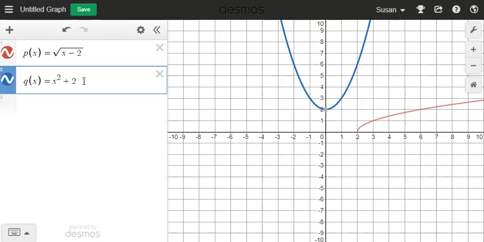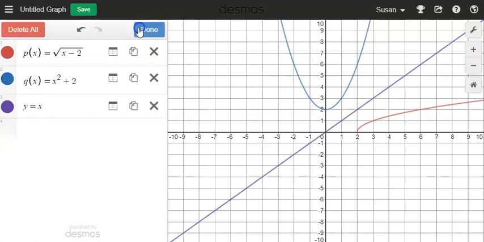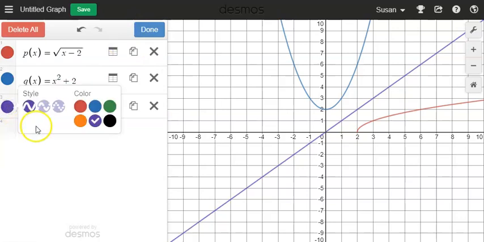Because it's not a one-to-one function, of course, and we do want to restrict the values so that it looks pretty much like the graph of p of x, but reflected over the line y is equal to x. So I'm going to add a third row and put y equals x, and this is a line on my graph, and I'm going to adjust with this tool and make this a dashed line. I think I'll make it orange.